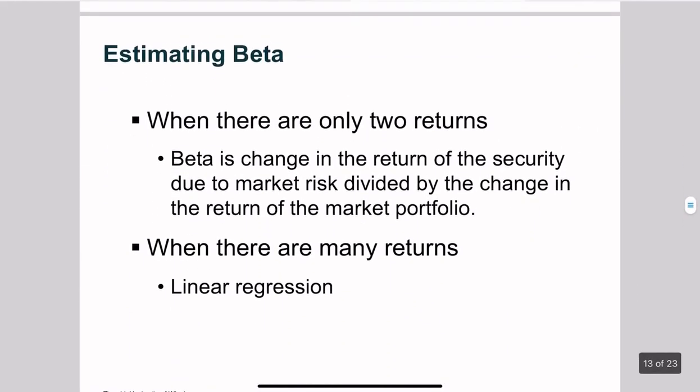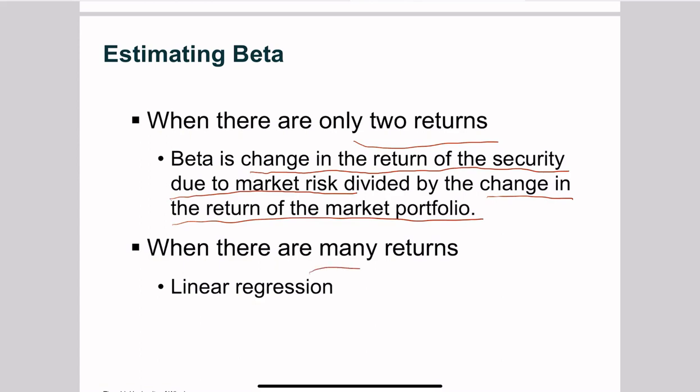Okay, so first we will talk about a special case. This special case is specifically designed for this course because it's very special. In reality, nobody uses this, but it's good practice if you're just a learner, right? So when there are only two returns, beta is defined by the change of the return of the security due to market risk divided by the change in the return of the market portfolio.